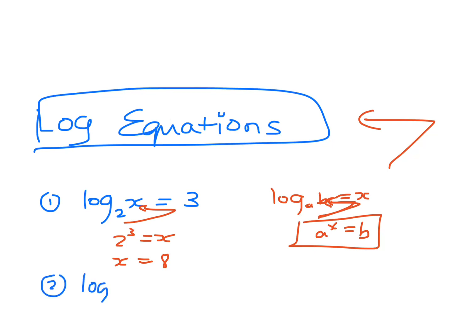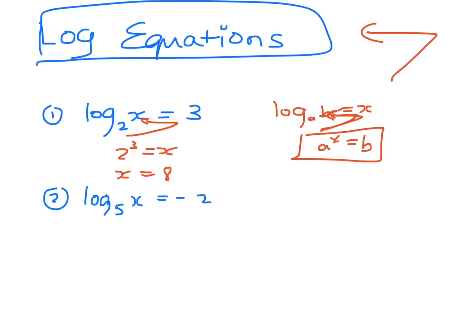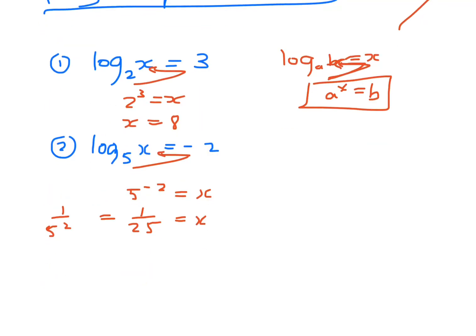So we have log base 5 of x equals minus 2. We can do a very similar thing. 5 to the power of minus 2 equals x. So 1 over 25 equals x. Sorry, that would have been 1 over 5 to the 2, which is 1 on 25. So x equals 1 on 25.